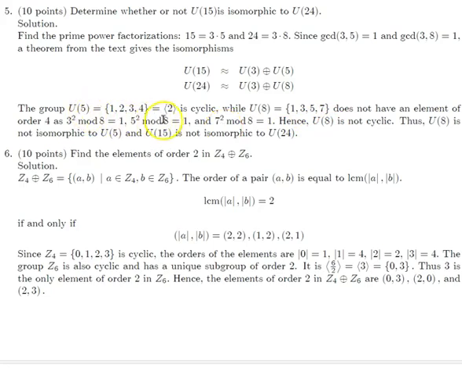Well, U5 is cyclic, so U5 and U8 are not isomorphic, which makes U15 and U24 not isomorphic.